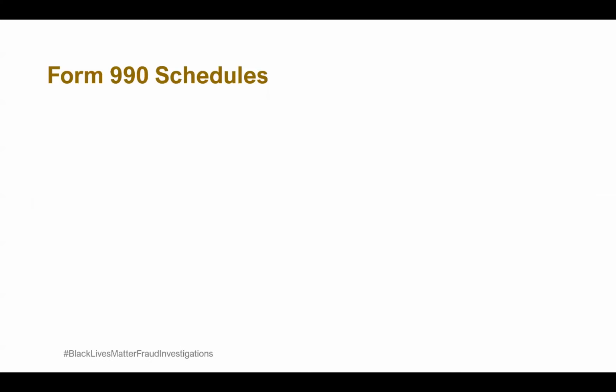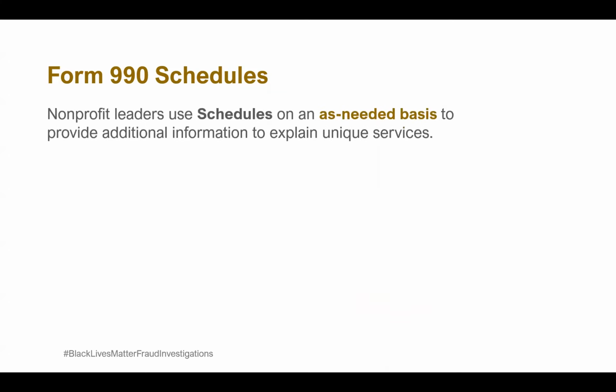Form 990 schedules. Nonprofit leaders use schedules on an as-needed basis to provide additional information to explain unique services. A schedule is merely an extra document to show information about unusual things. For example, if you are a church, then you would have to provide a schedule to explain the unusual or different things your church provides that a regular nonprofit would not provide. If you have a homeless shelter, there are specific schedules that you have to complete to provide additional information about how you are operating your homeless shelter, things along those lines.